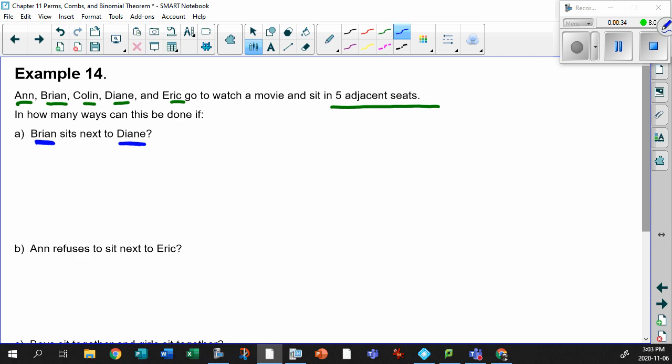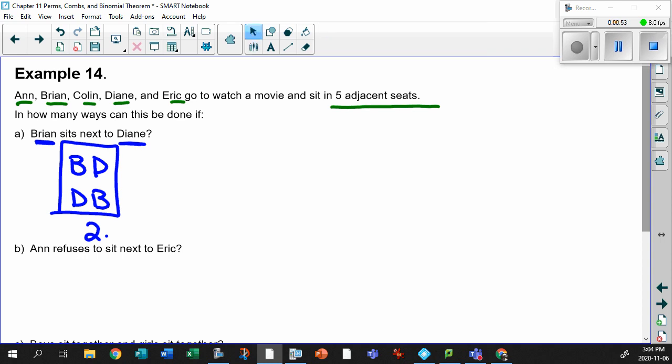All right, so Brian has to sit next to Diane. So think about it. You have 2 possibilities here. You have Brian that can sit first and then Diane, or you can go Diane and then finally it's Brian. So out of this, you have 2 possibilities for that. Every time Brian and Diane show up, they have 2 possibilities. So my next question then is, what else do we have left?